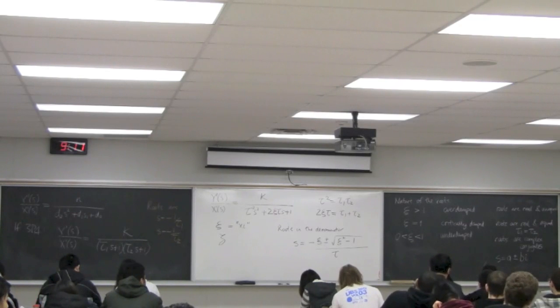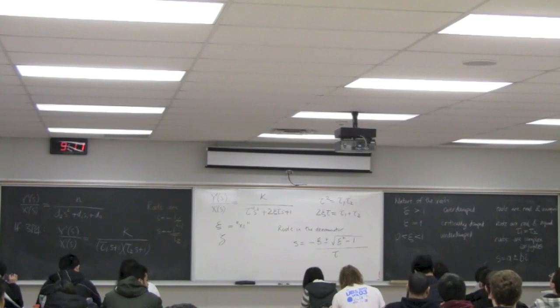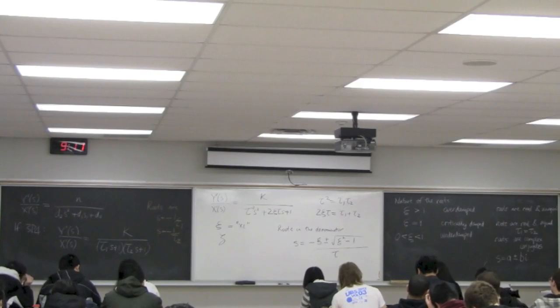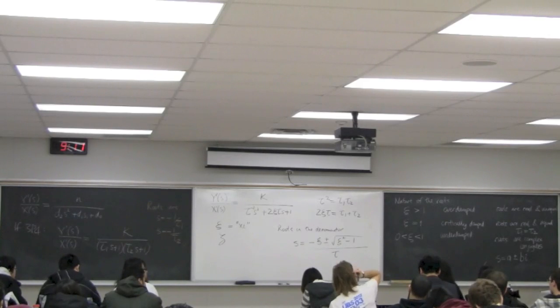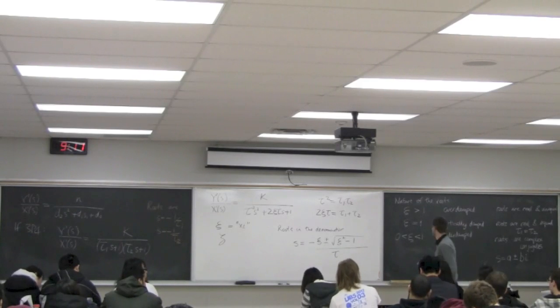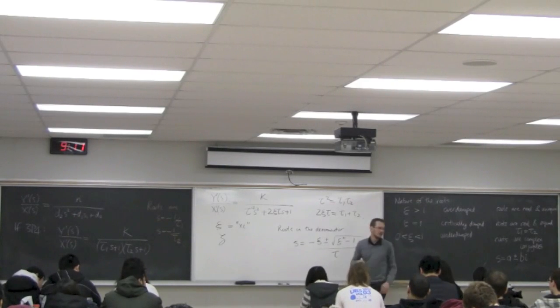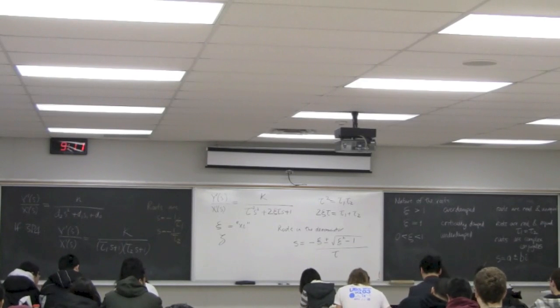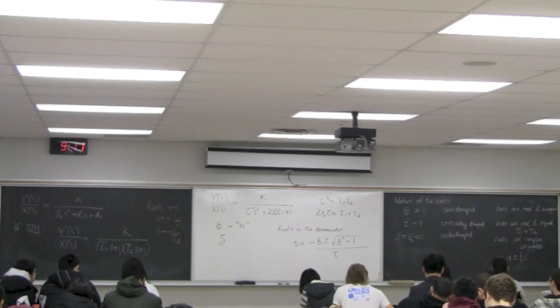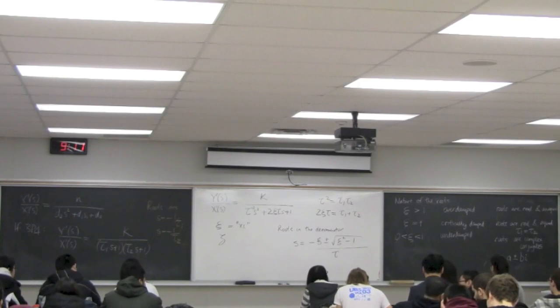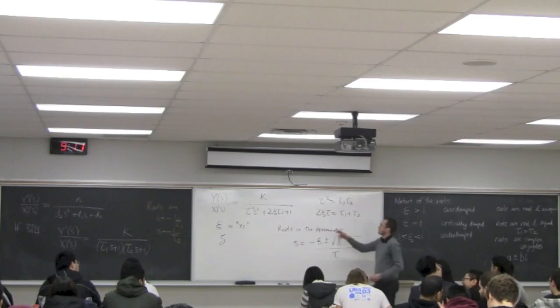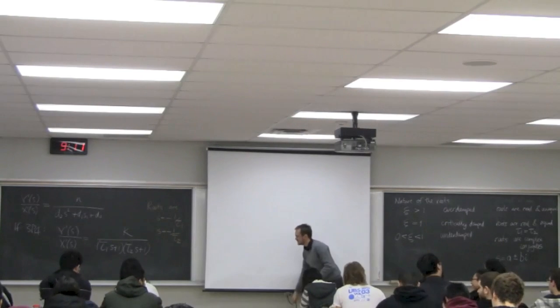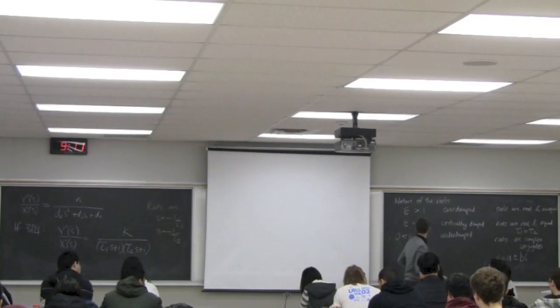Tau 1 is tau 2. S is your variable that you're solving for. It's like your undefined x. I'm going to show you what it looks like. You need to see a picture of this. This image is posted on the course website.